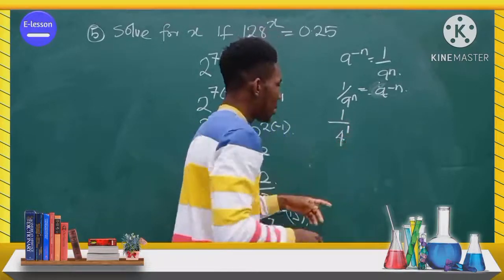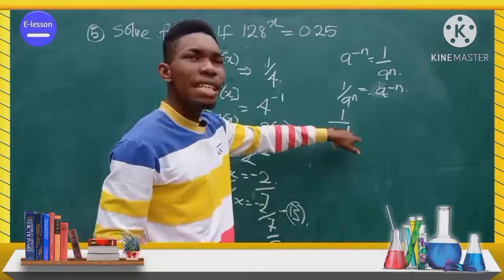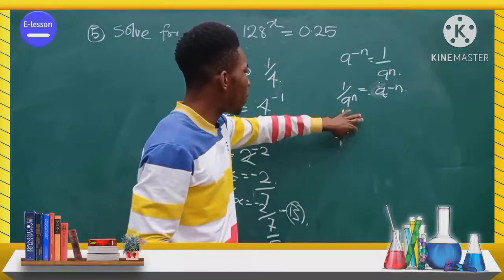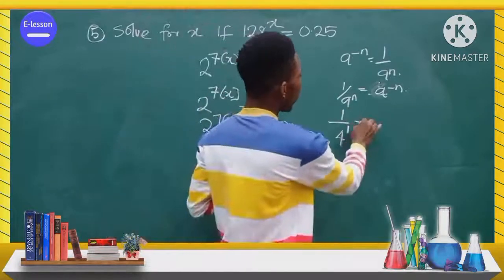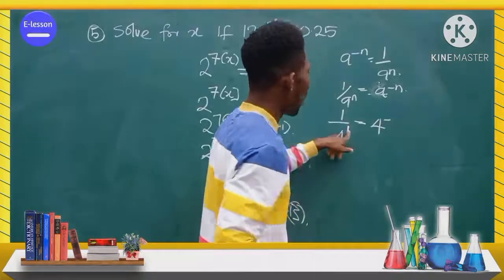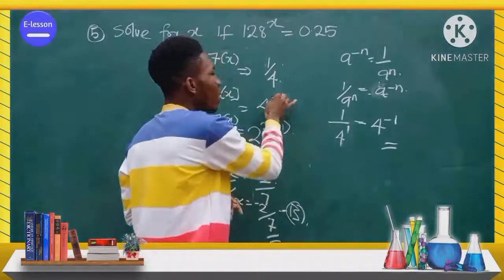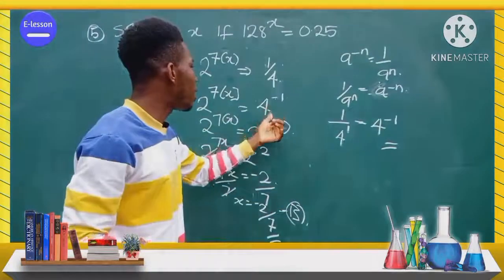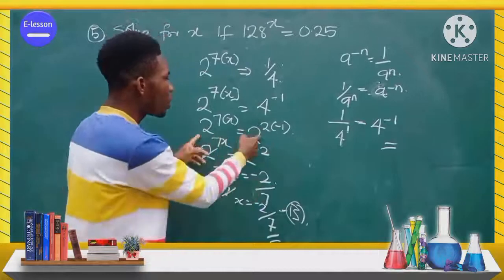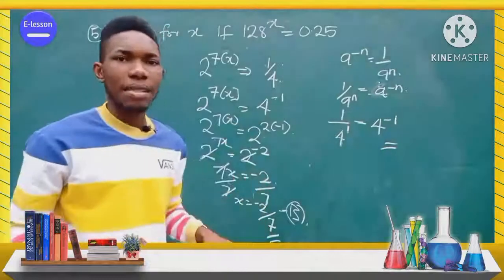Now in this case, your a is 4 and your n is 1. Because anything raised to the power of 1 is what? That thing. So 4 raised to the power of 1 is the same thing as 4. We have our a as 4, so we write it as minus our n, which is what? 1. That was how we got here to be 4 raised to the power of minus 1. Then we find the indices, because the indices will help us to calculate further, so that the bases will be equal. Once the bases are equal, we can now divide and get our answer.